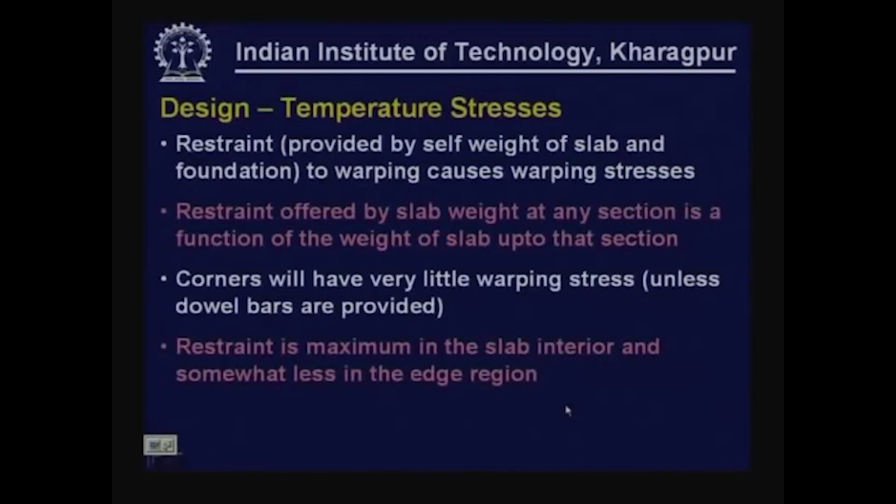The restraint provided by self weight of the slab and foundation to warping causes warping stresses. Restraint offered by slab weight at any section is a function of the weight of the slab up to that section. So, corners will have very little warping stress unless dowel bars are provided. Restraint is maximum in the slab interior and somewhat less in the edge region. So, the restraint or curling stresses are going to be maximum in the interior. Next, they will be slightly lower in the edge region, they will be almost negligible in the corner region.